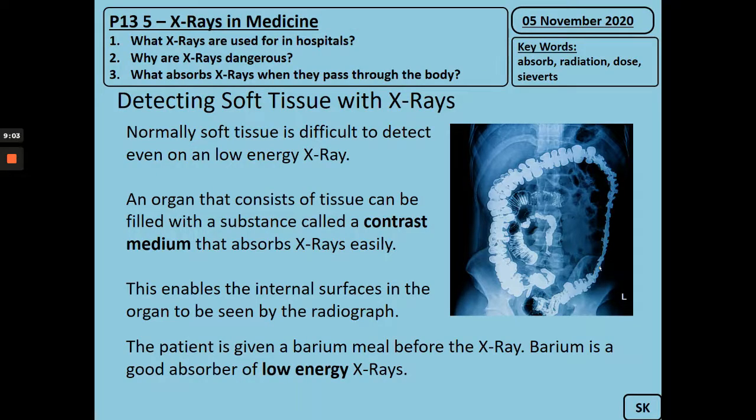Right, so detecting soft tissues with X-rays. Normally, soft tissue is difficult to detect even on a low energy X-ray. So an organ that consists of tissue can be filled with a substance called a contrast medium, and that will absorb the X-rays easily. So this enables the internal surfaces in the organ to be seen by the radiograph. So the patient is given a barium meal, so something that's got barium in it, before the X-ray. Barium is a good absorber of low energy X-rays. So wherever the barium's moving to, it's going to show up in that X-ray.